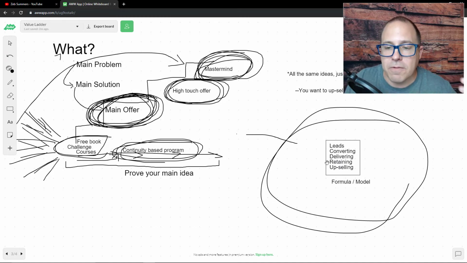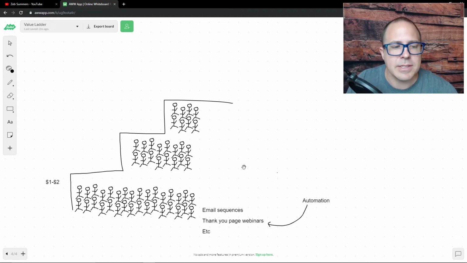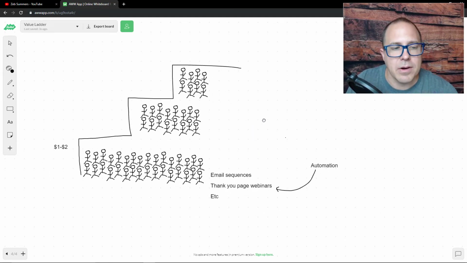If you're delivering your offer and you're retaining them, they're buying your main offers and they're staying with you. Then you need to focus on your upselling. Then you focus on this part of your value ladder. It's this basic formula model that they teach you in online marketing. The next thing here is your value ladder, okay?